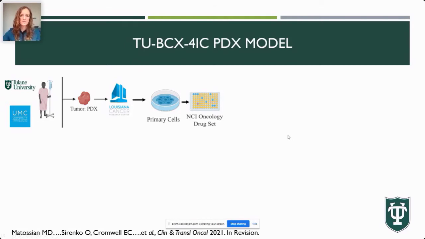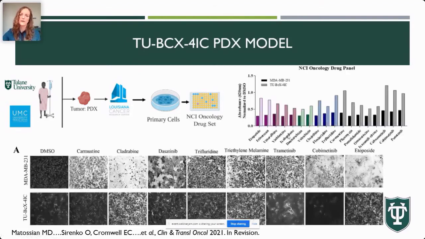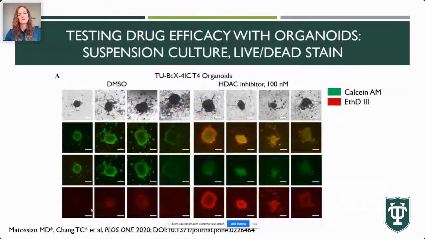And we treated our primary cells with this drug panel, and we compared our findings to an established TNBC cell line, 231. What we observed was a highly resistant phenotype in our 4IC cells compared to the 231 cells. So a very resistant cell line as well.